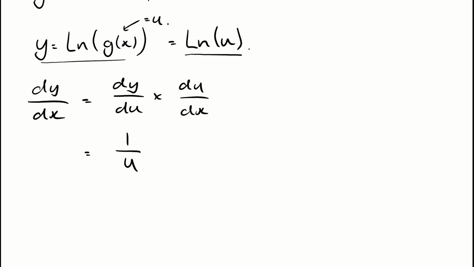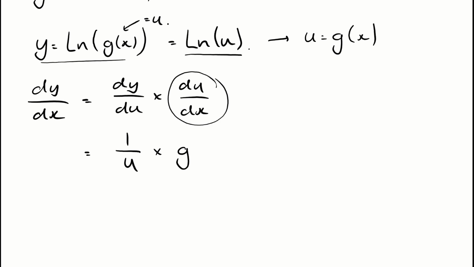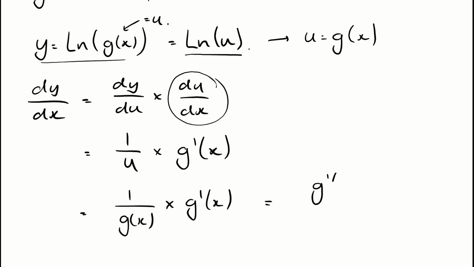So when we differentiated the natural log of x, we just got 1 on x. So if I differentiate the natural log of u, I'm just going to get 1 over u. And then I multiply this by the derivative of u with respect to x. But u, remember, is equal to g of x, so the derivative of u with respect to x is just the derivative of g of x. So we have 1 over g of x, multiplied by the derivative of g of x, and we can rewrite that as the derivative of g of x divided by g of x.